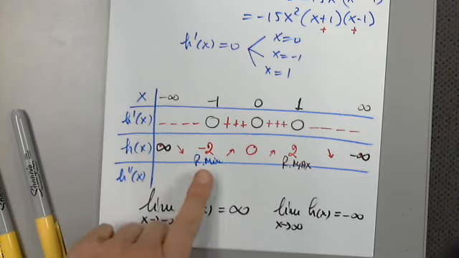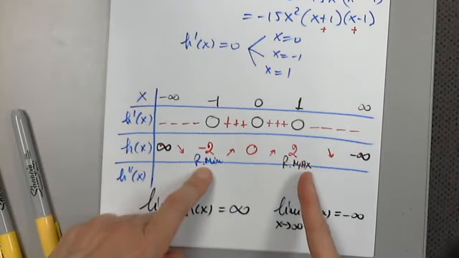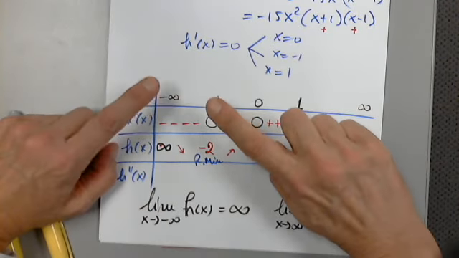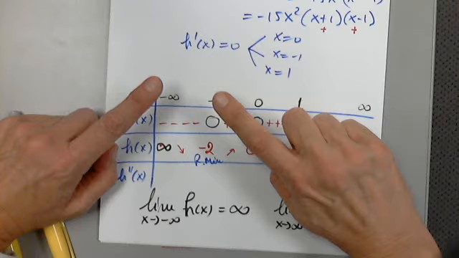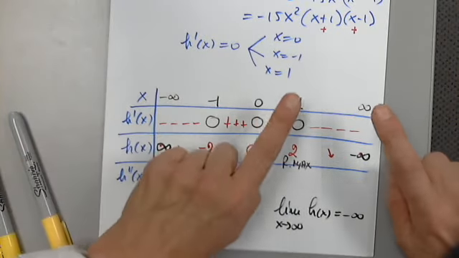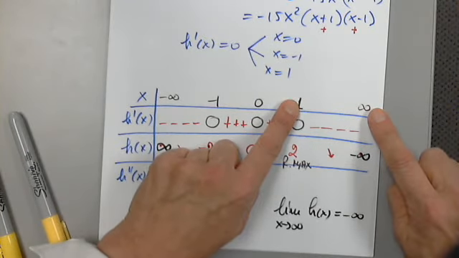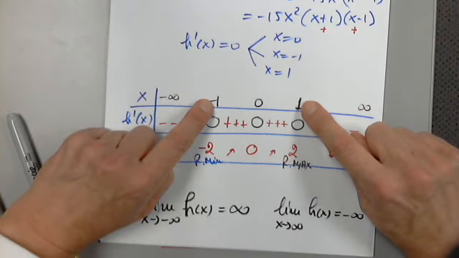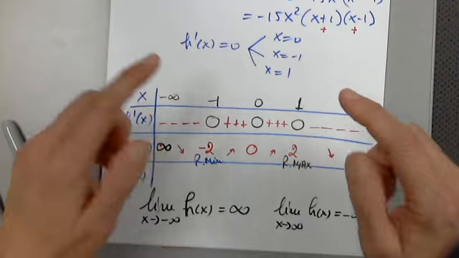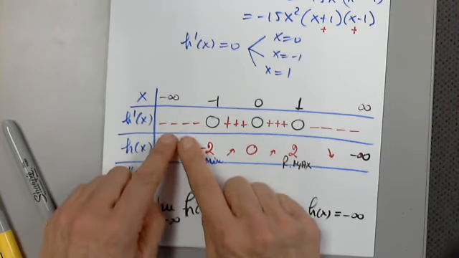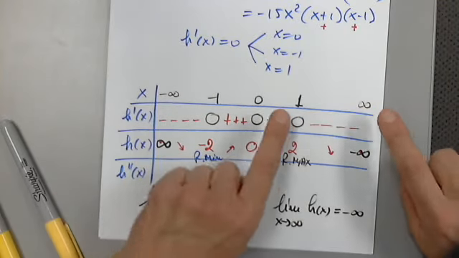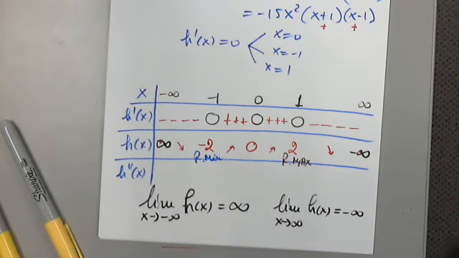So for now, what will I say about this function? I will say it has a relative min. I would say it has a relative max. I would say it's decreasing on the interval negative infinity to negative 1, union 1 to infinity. And it's increasing on the interval negative 1, 1. Would you accept that? Because the derivative is negative, the function is decreasing on negative infinity to negative 1 union 1 to infinity. And it's increasing between negative 1 and 1.